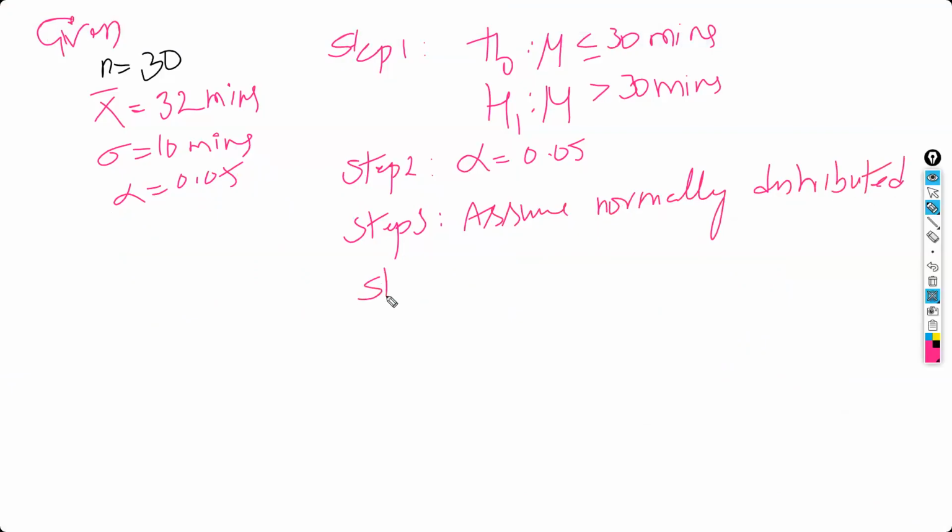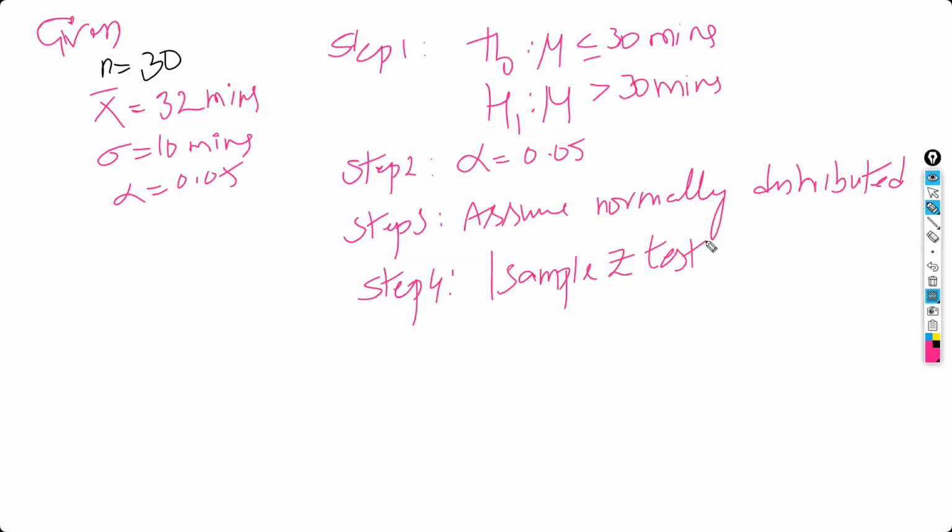Now, coming to the step 4. What is the step 4? First, before applying, select the statistical test. Tell me first, what is the statistical test for this example? One sample. Again, is it Z test or T test? Z test. Why Z test? Population standard deviation was given.